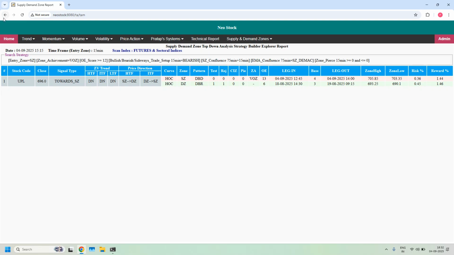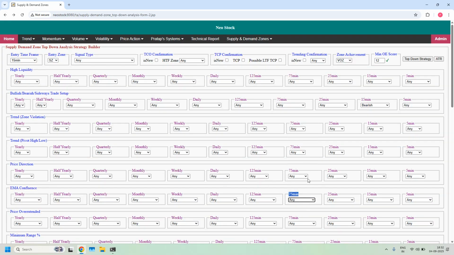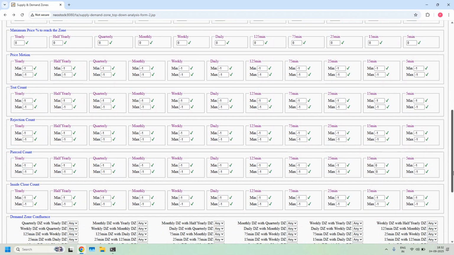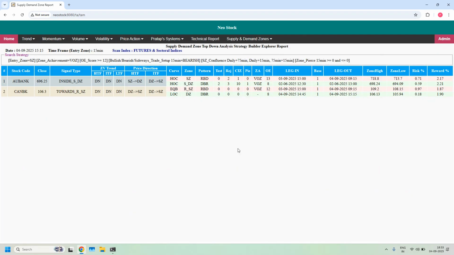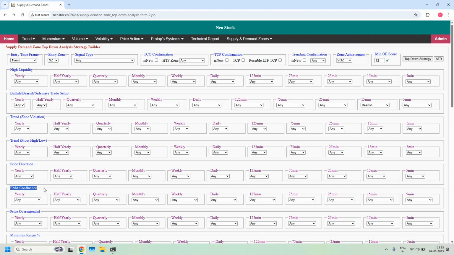Okay, next LTF, ITF, HTF supply zone confluence, removing EMA filter. Supply zone confluence, 3 filters I have to set. First one is already enabled, 15 minutes and 75 minutes. Next 15 minutes and daily, 75 minutes and daily supply zone confluence. With all the 3 filters, we got 2 stocks. So in these 2 stocks, the 15 minute supply zones are overlapped with 75 minute supply zone, both together again overlapped with daily supply zone. And daily trend is downtrend in both the stocks. Let's verify if any daily supply zone having daily EMA confluence.